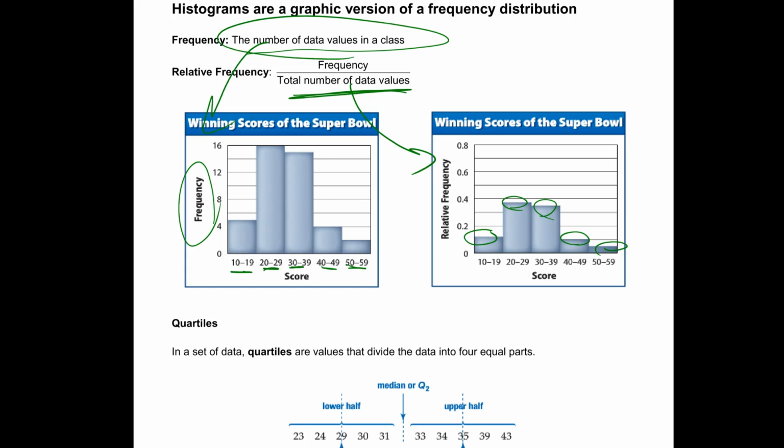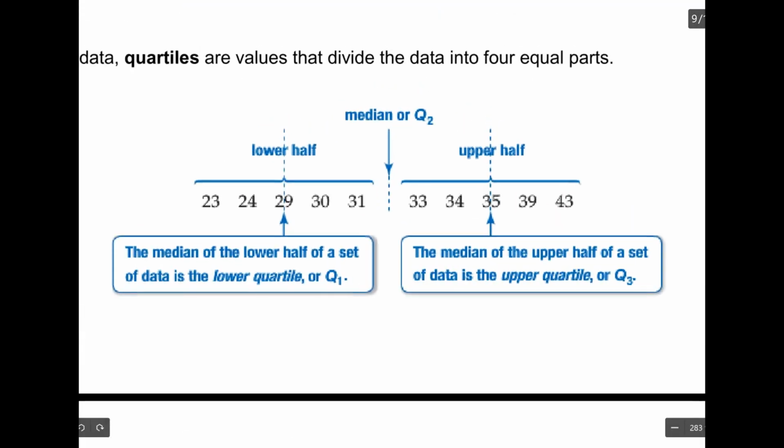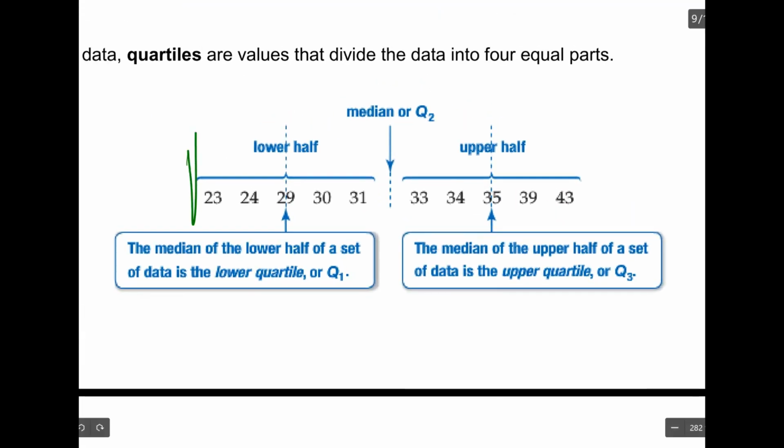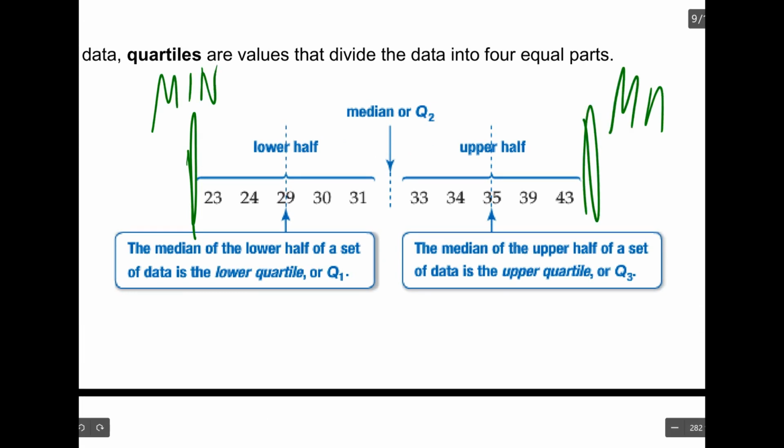So think about it. How many quarters make up a dollar? 4. So quartiles literally take all your data and divide it into fourths. In a set of data, the quartiles are the values that divide the data into 4 equal parts. So we have the min on the left side and the max on the right side. The median is literally halfway between your min and your max.